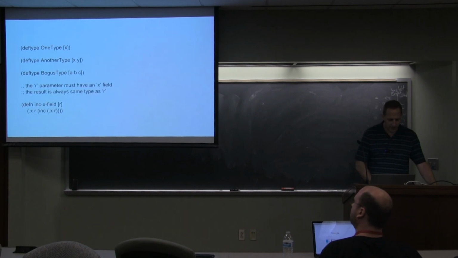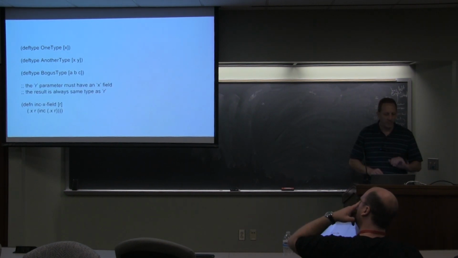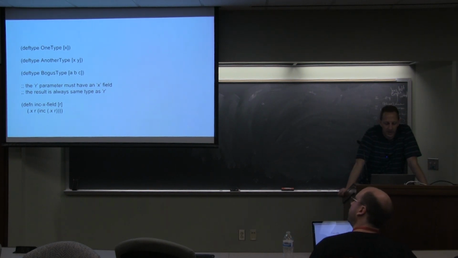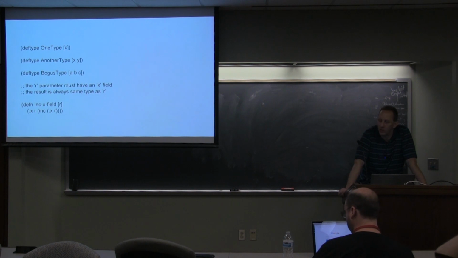Okay, so algebraic data types. All right, we're in the home stretch. So here we have one type which has x, and another type which has x and y, and bogus type which has a, b, and c.